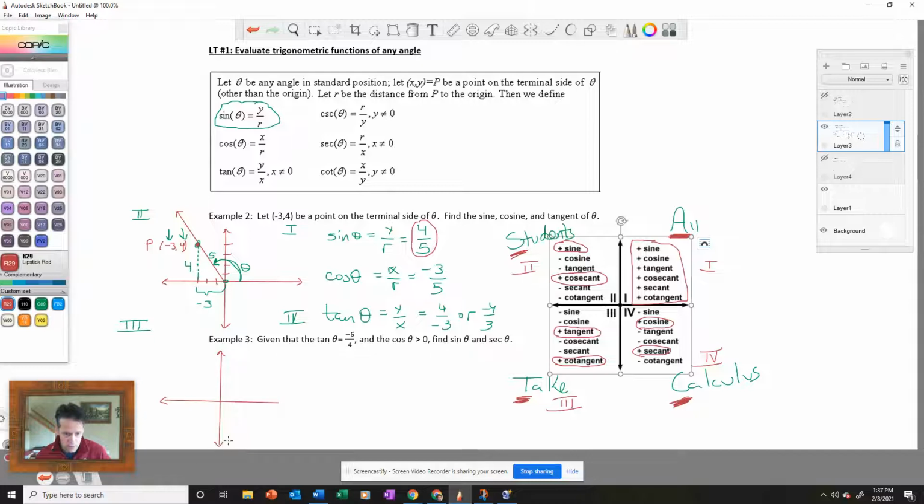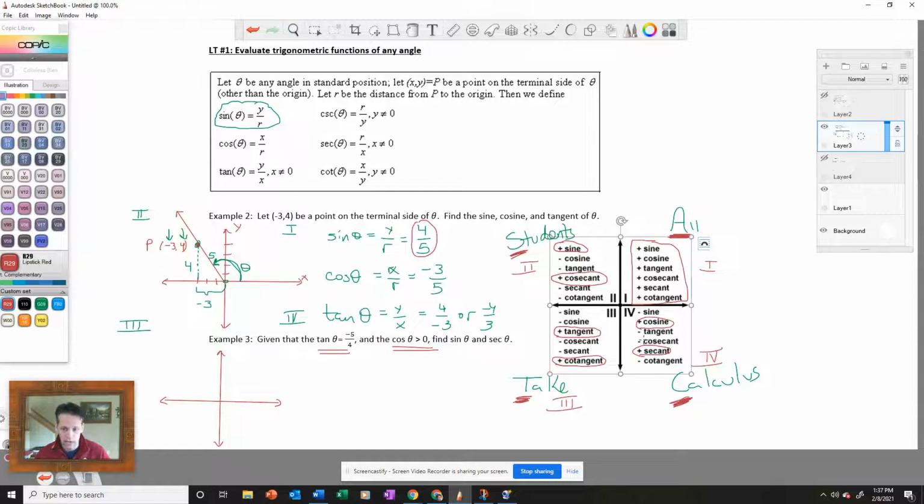I've had a few students over the years that can just visualize this in their head. Those are weird kids. Most of us can't. I can't. So the tangent is going to be negative 5/4. And the cosine is greater than 0. The fact that the cosine is greater than 0 tells you something. So first of all, you know that the tangent is negative and the cosine is positive.